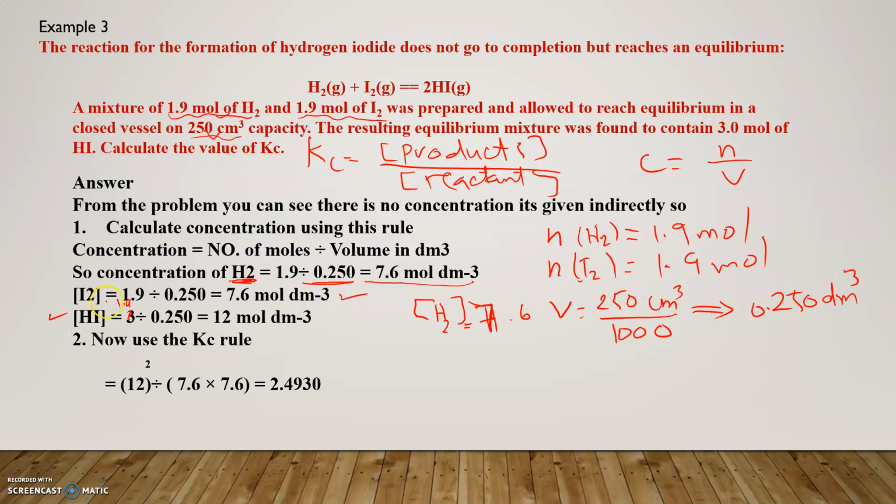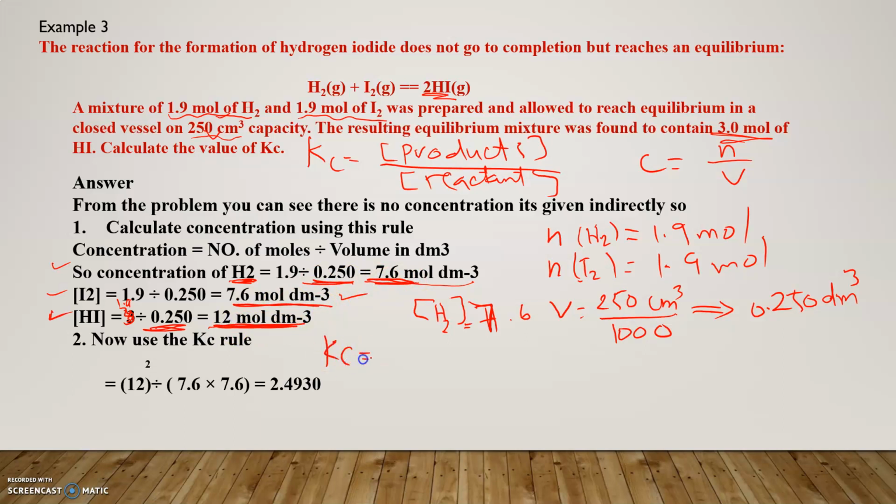Now for hydrogen iodide, it gave here 3 moles with the same volume, because these consumed, hydrogen and iodine consumed, and hydrogen iodide is formed. So it's 3 here divided by 0.25, and it gave 12 moles. We use these final numbers, which is the concentration, just for that.